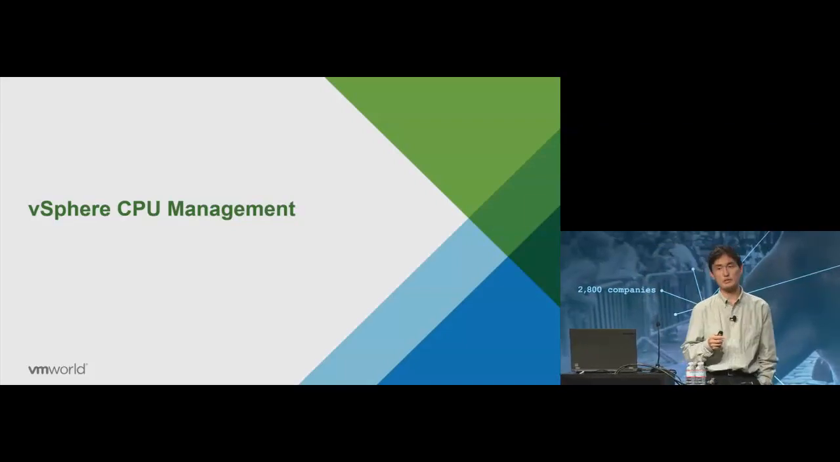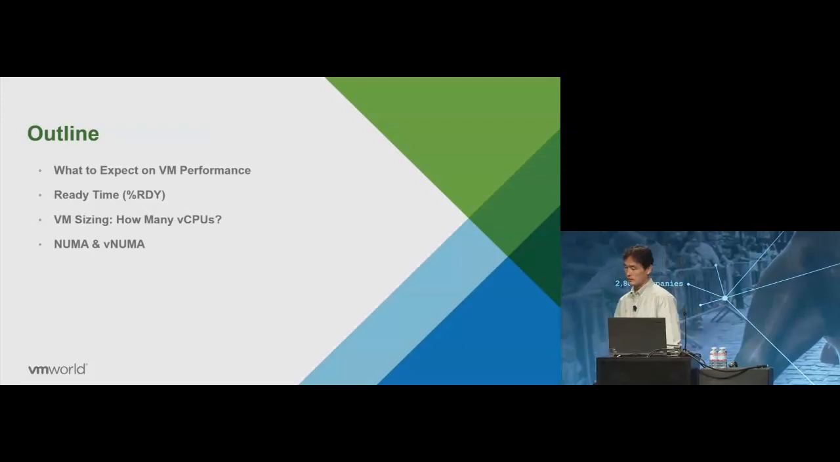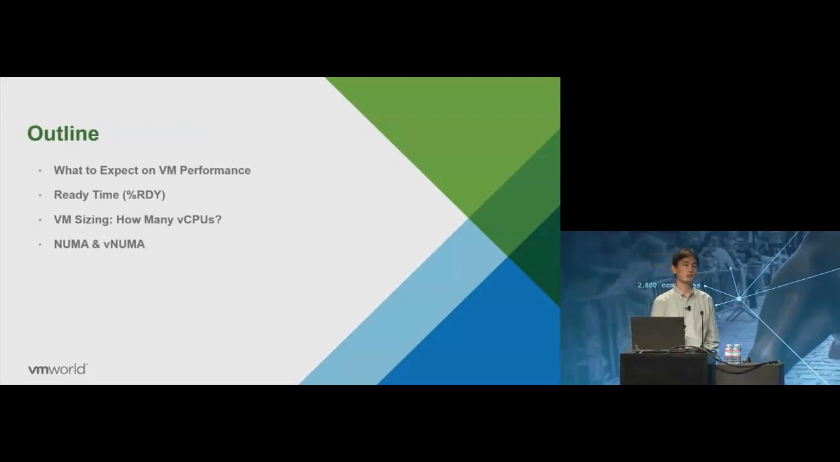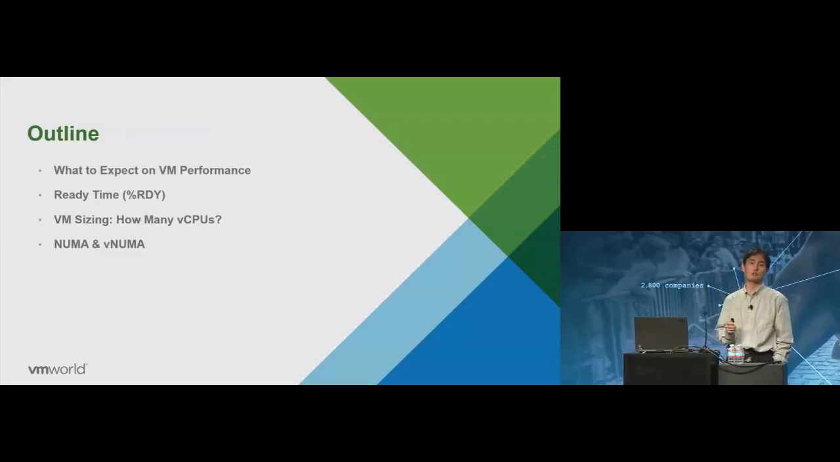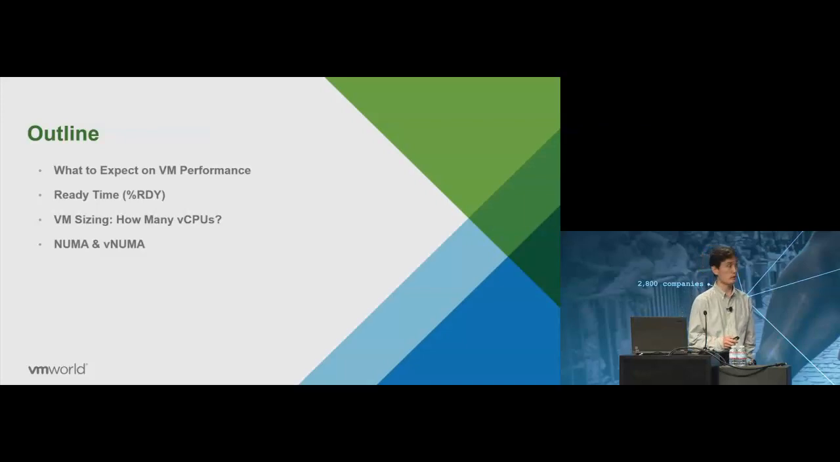I'm going to talk about the CPU part. I first want to start by talking about how to set the right expectation on VM performance, and then I'll talk about ready time. On the CPU side, ready time is pretty important, and then some comments on VM sizing, especially how many vCPUs you should configure per VM. Then I'll briefly talk about NUMA and virtual NUMA.